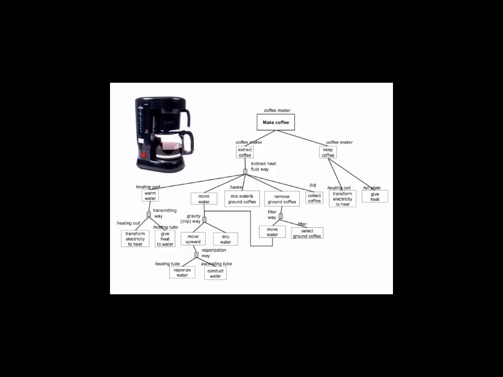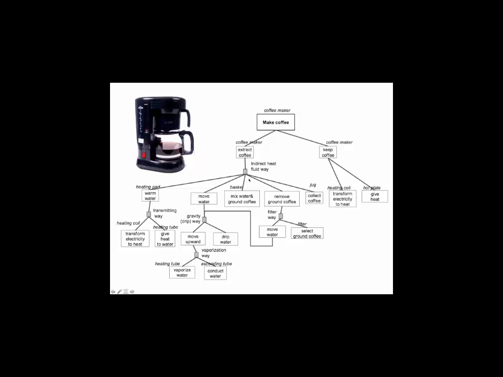This next function model is one I really like because it's one that I want you to use, and we want you to use in Mini Project 2. It's called a hierarchical function model. You start with the overall function of the product, and so right here we have coffee maker. Make coffee is the overall function, and making coffee can be subdivided into two functions: extracting coffee from coffee grounds and also keeping the coffee warm.